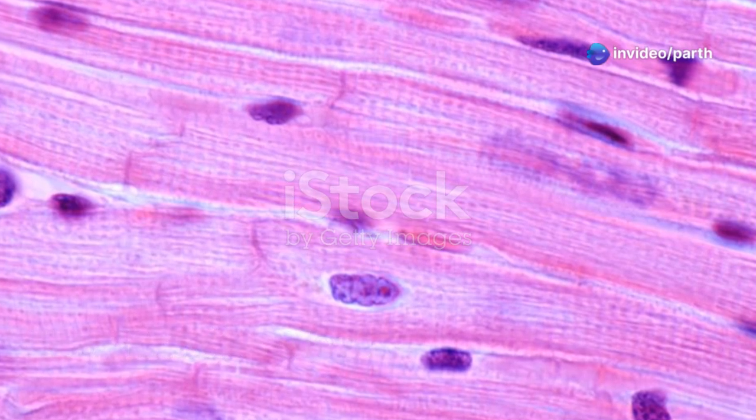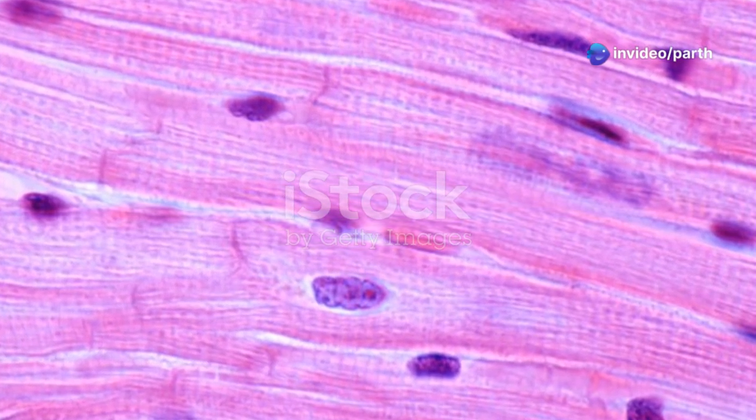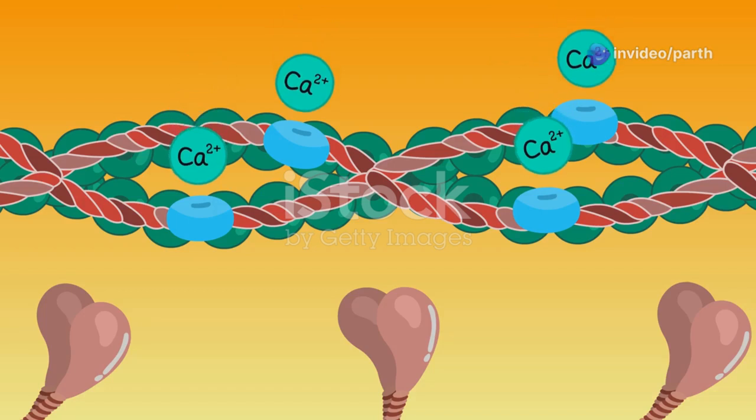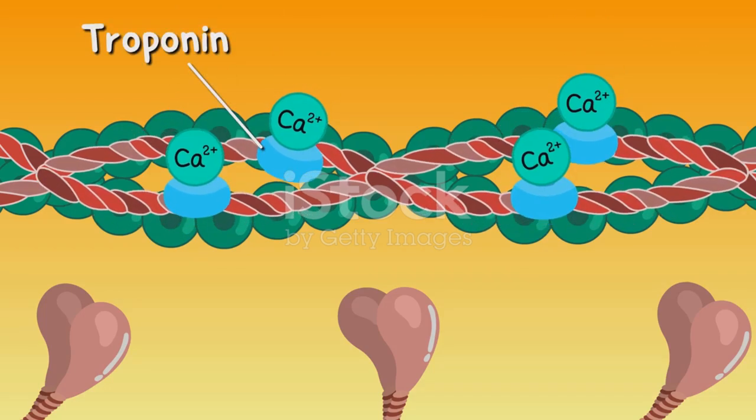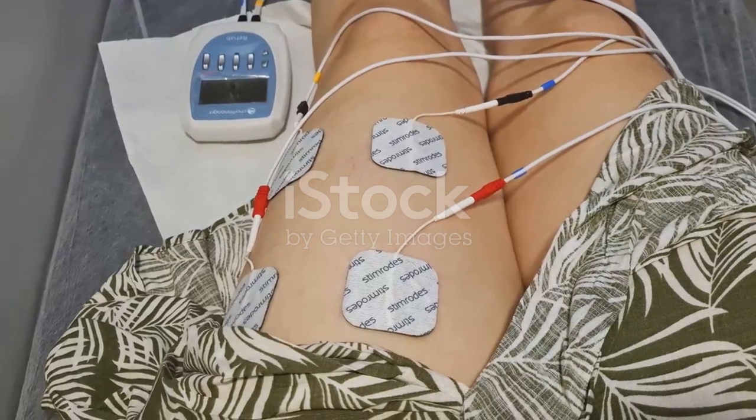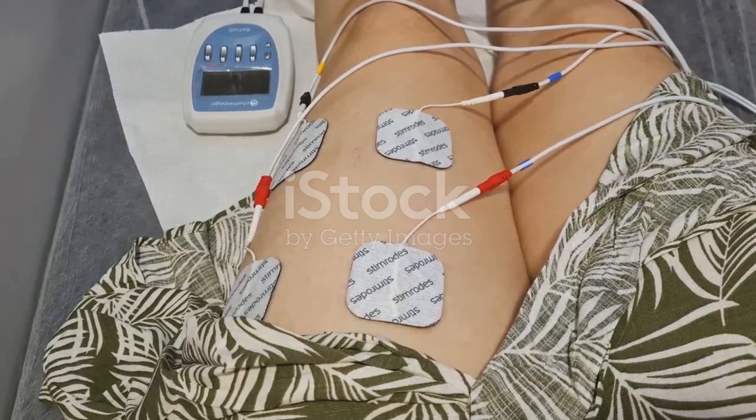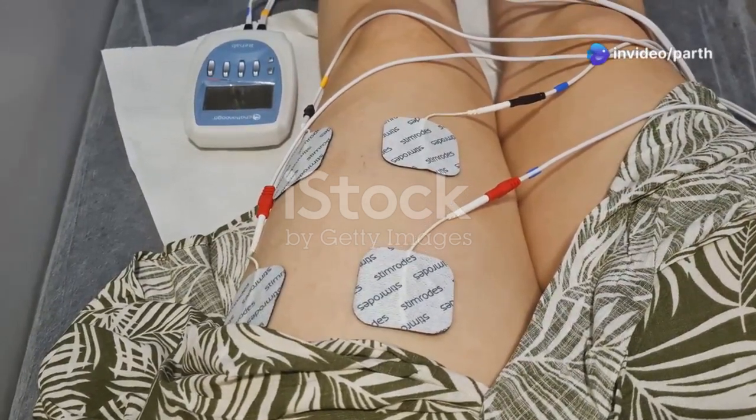The sliding filament theory explains how muscles contract. Imagine myosin filaments as tiny motors with arms that can grab onto the actin filaments. When a muscle receives a signal from the brain, these myosin motors start pulling on the actin filaments.